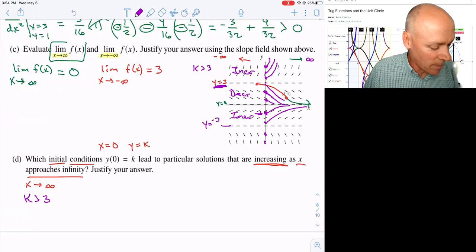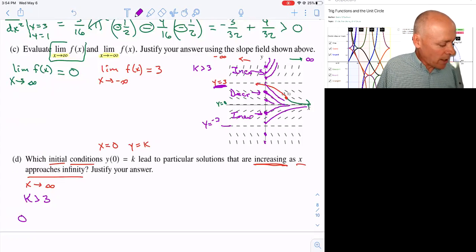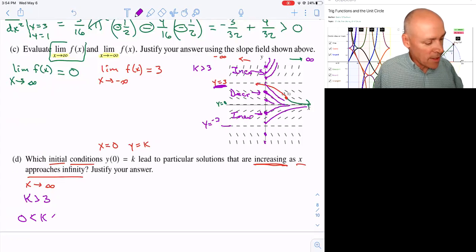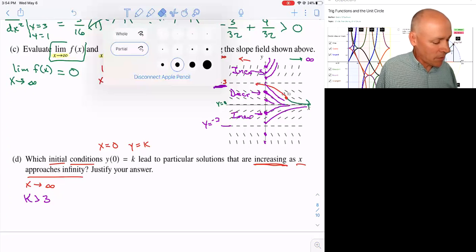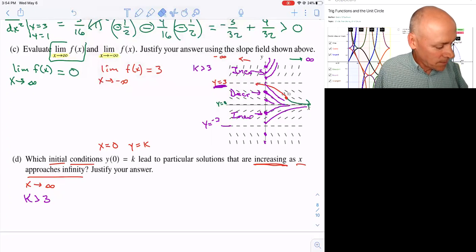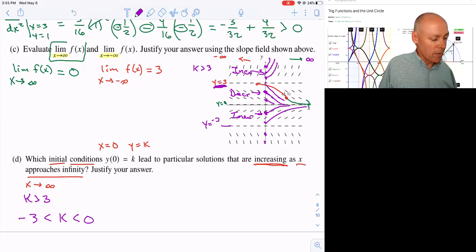Okay, so again, I'm looking kind of to the right there. So that would be when k is what? k is greater than 0, and k is going to be... easy, Tiger. Got stumped there for a second. How about k is greater than -3? And k is less than 0.